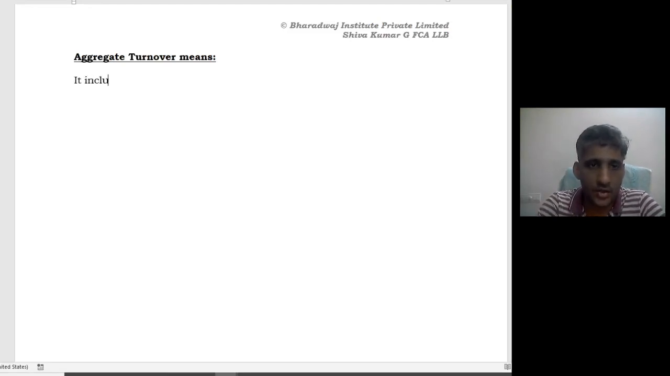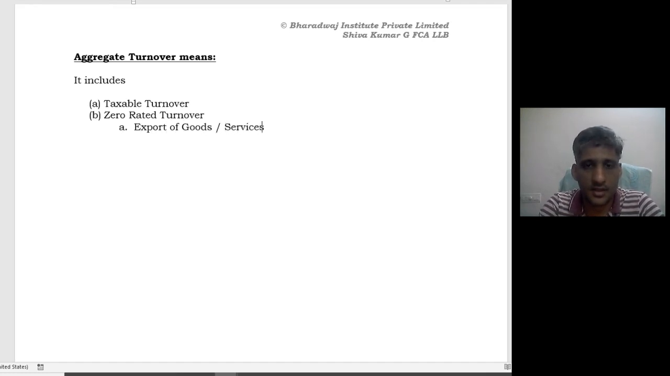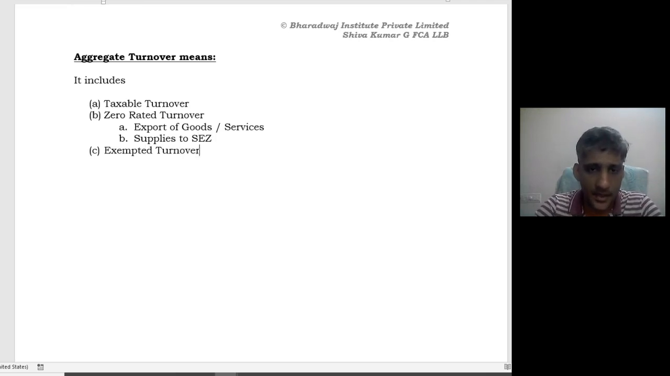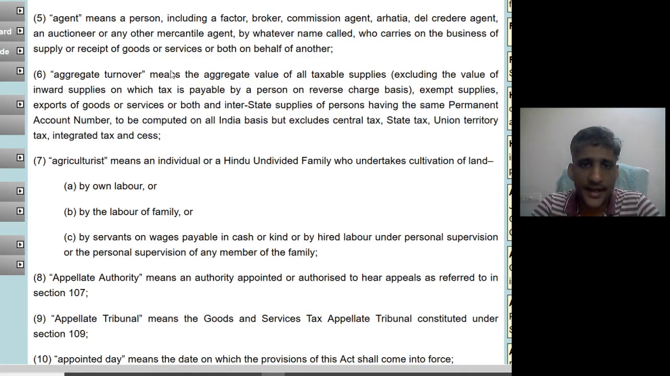So aggregate turnover first includes a taxable turnover, then zero rated turnover, that is export of goods and services, supplies to SEZ, then exempted turnover. It uses the words exempt supplies.